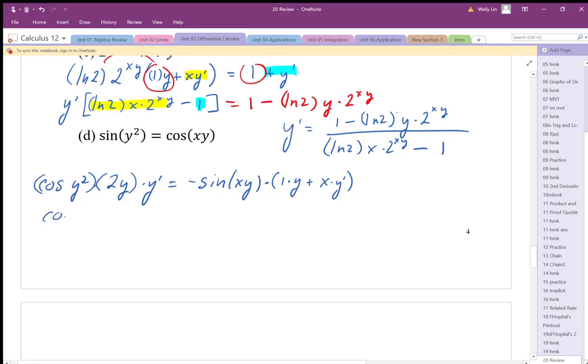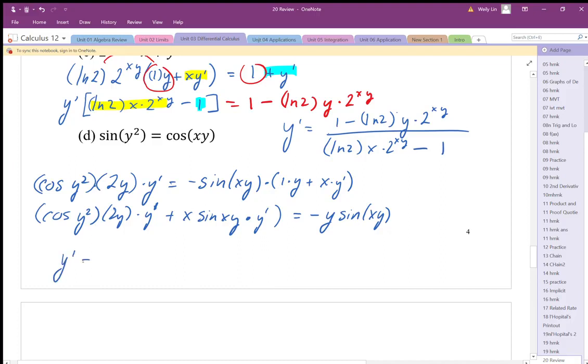So I'm going to do this in steps. I have a bit more room here, so I'm going to keep that all the same. Okay, when I multiply out those brackets, I'm going to end up with negative sine xy, x times y prime. So I'm going to get positive x sine xy on this side times y prime. And the only term that's left here is going to be negative y sine xy. Okay, factor out that y prime and divide.